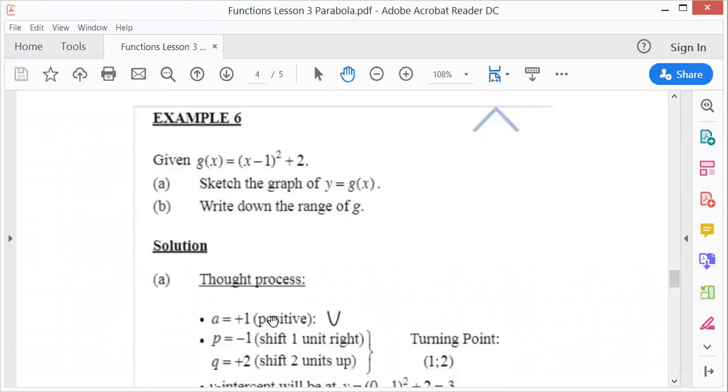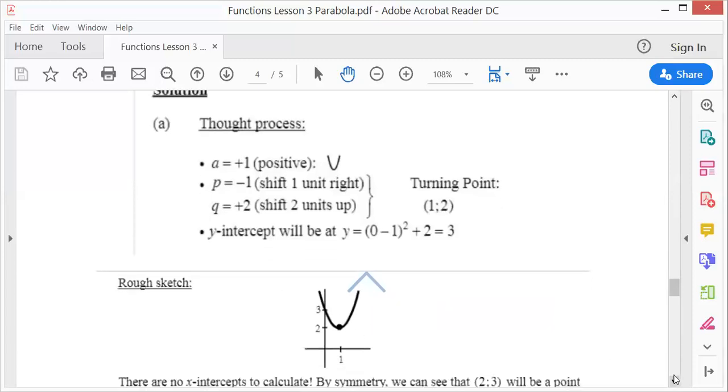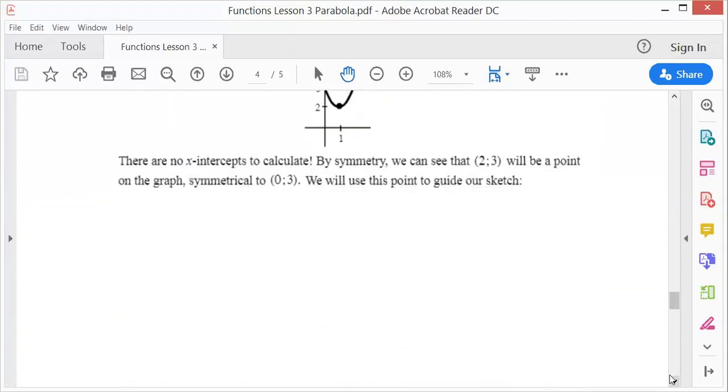Next example, same here. First of all, some thought. A is positive 1 in front, so it's a graph with a minimum turning point, or your smiling face. P will be opposite sign, so it will be plus 1, and of course 2. So the turning point is 1 and 2. For the y-intercept, make x 0. You get 3. So there you are, there's a rough sketch. And you'll notice there's no x-intercept, so therefore you don't have to carry on. That is then the final answer. That is your final graph.